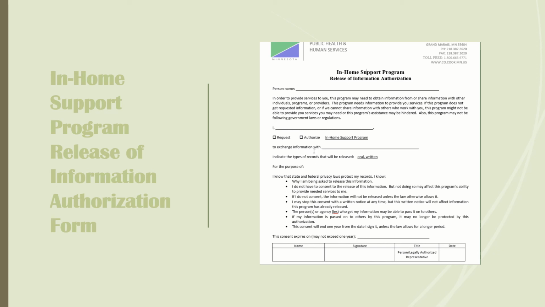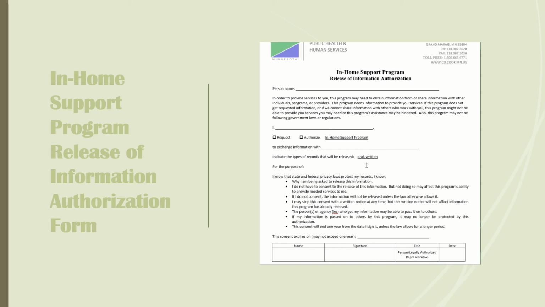You have seen a similar form as this with your name on it as service provider, so that you and I can communicate, and you can communicate with my supervisor in my absence. So authorize the in-home support program to exchange information with you. It may be the person's emergency contact. It may be our department, especially if they have a case manager. And anybody that the individual wants information to be shared with might be here. It might be a friend or family member, or another program such as Care Partners in some cases.